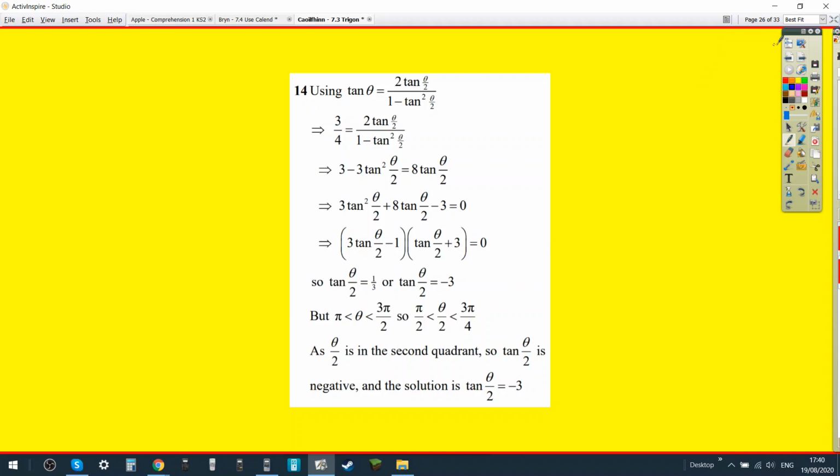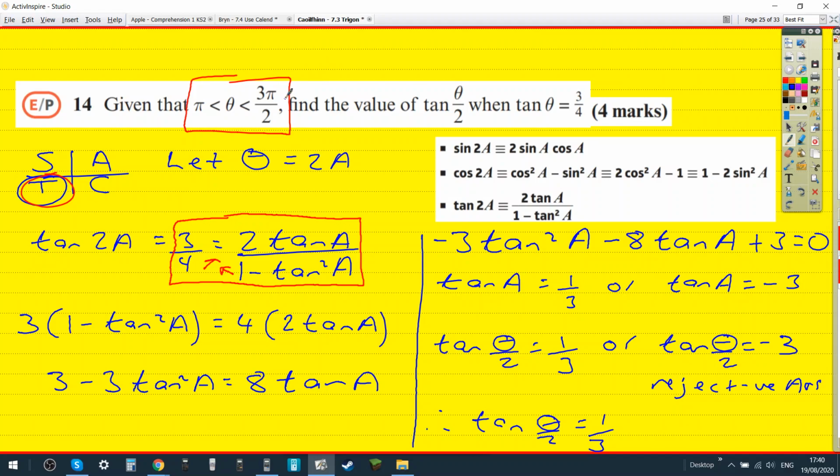As theta over 2 is in the second quadrant, why did they trick me? They've got a point. Theta is in the third quadrant. What quadrant is theta over 2 in? Divide everything by 2. 45, 90, 135. So between 90 and 135, that's between 90 and 180. So we reject the positive answer.